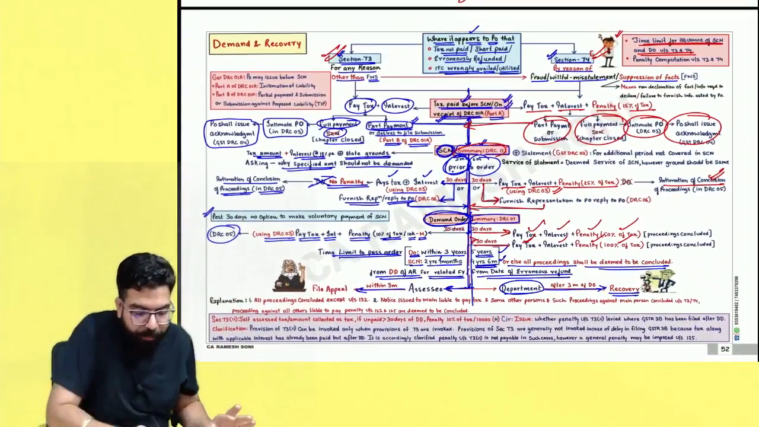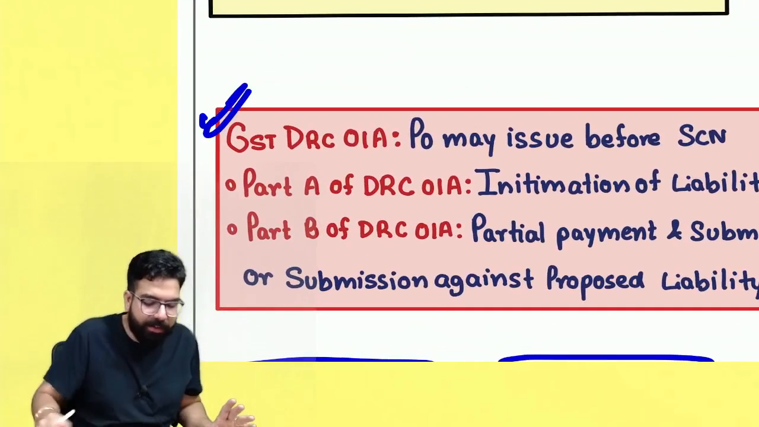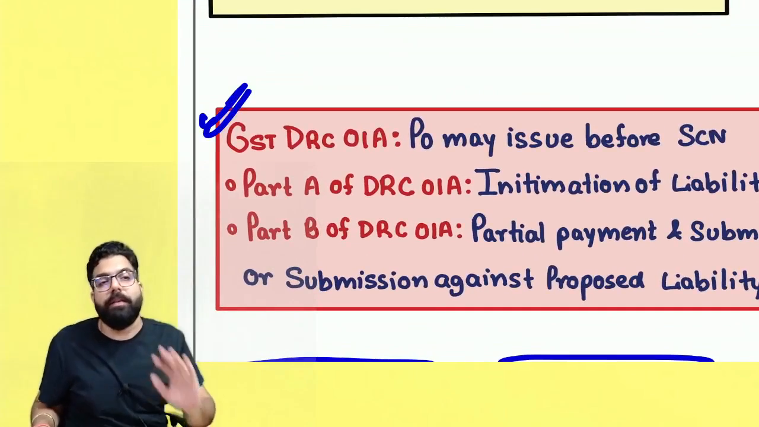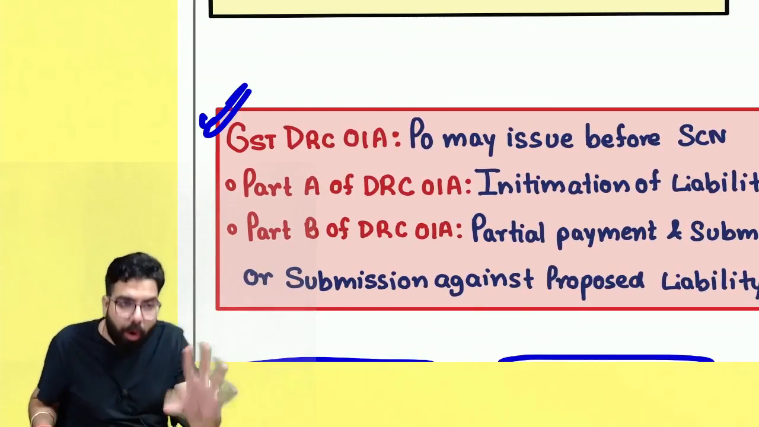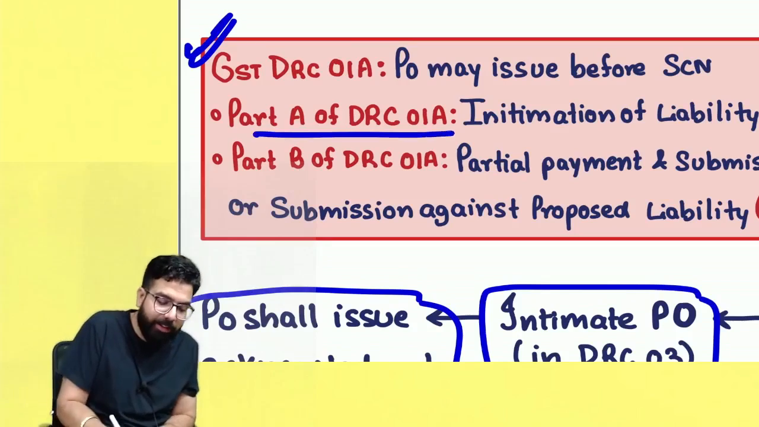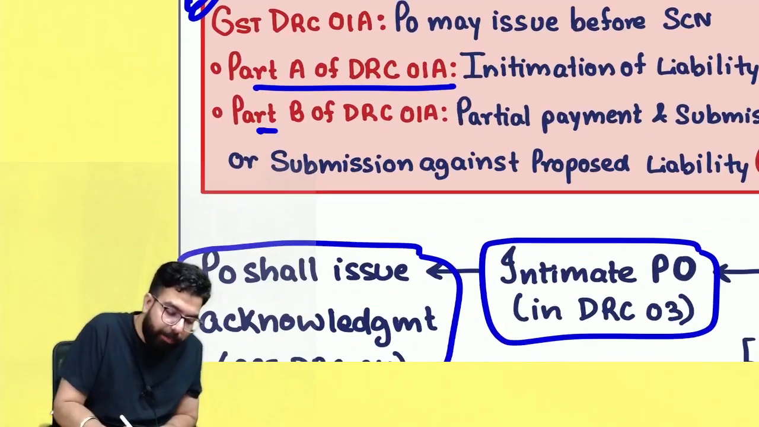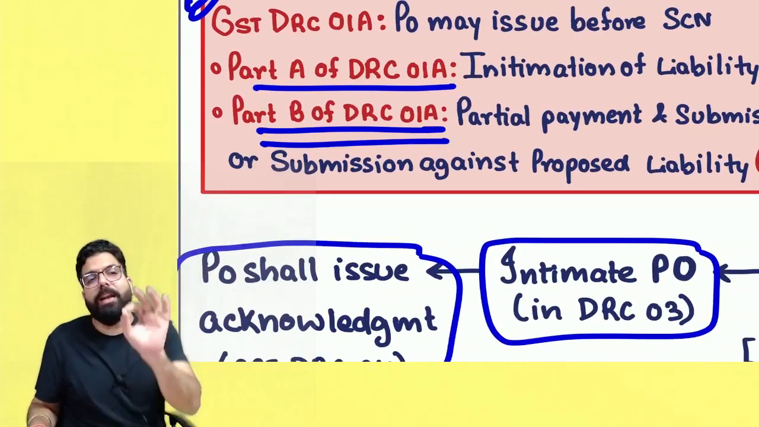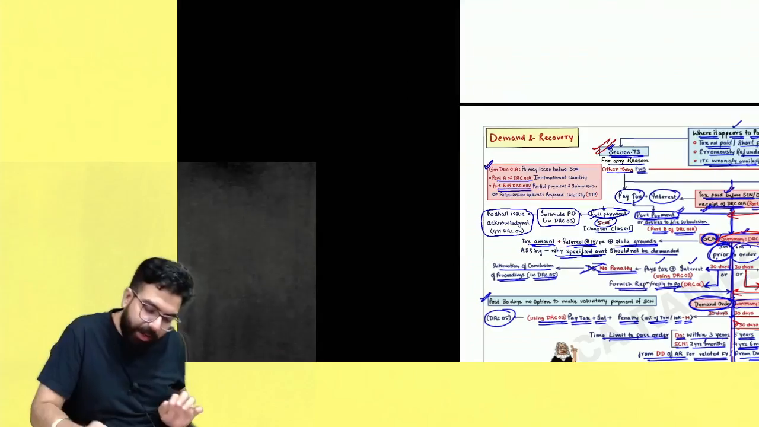Now listen to me very carefully. I have told over here what GST DRC-01A is. But GST DRC-01A is not mandatory. If the officer wants, the officer can give you the liability he is proposing in Part A of GST DRC-01, and whatever partial payment or submission you do, that information you have to give in Part B. Okay sir, point is clear.